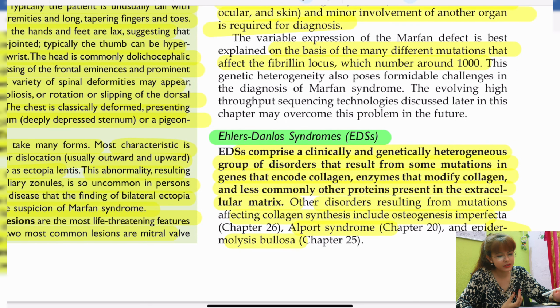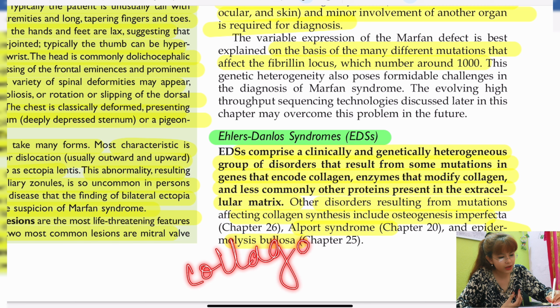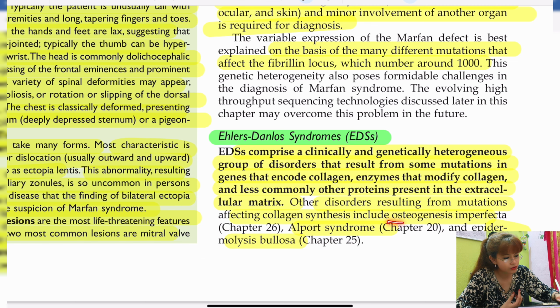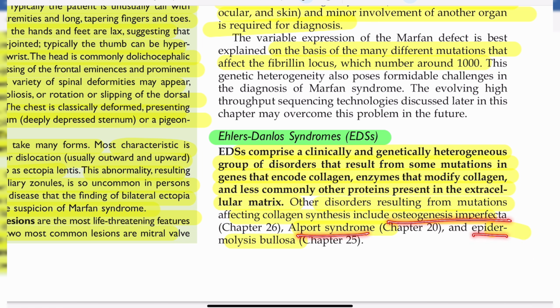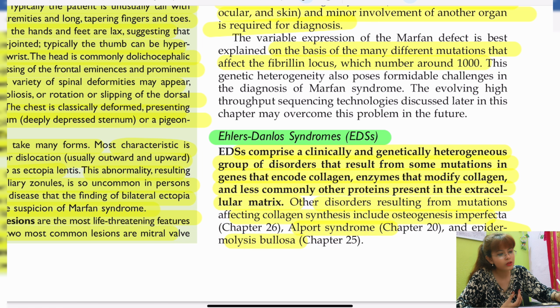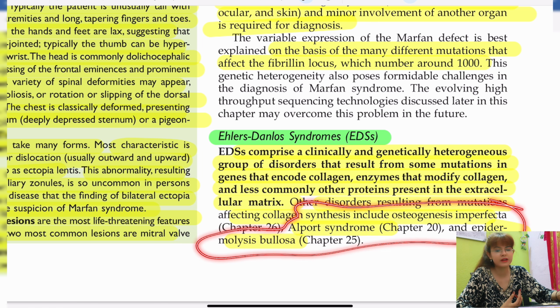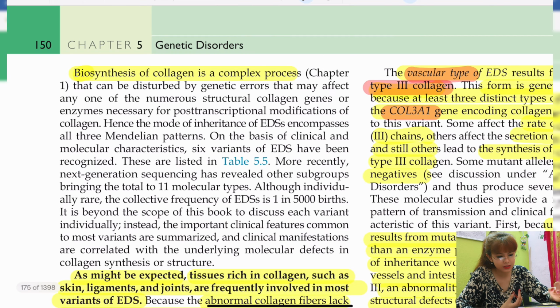Next important disease is Ehlers-Danlos syndrome. It comprises a clinically and genetically heterogeneous group of disorders resulting from mutations in the genes that encode collagen, enzymes that modify collagen, and less commonly other proteins present in the extracellular matrix. So here the collagen is affected. The other disorders that happen because of mutations in collagen are osteogenesis imperfecta, Alport syndrome, and epidermolysis bullosa. All these three also happen because of defects in collagen, including EDS.